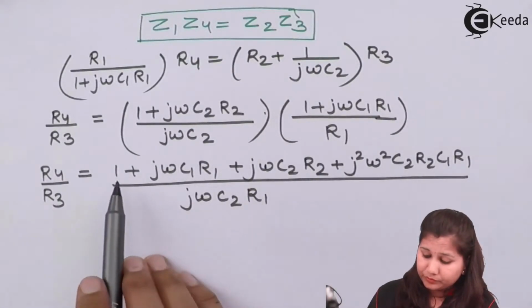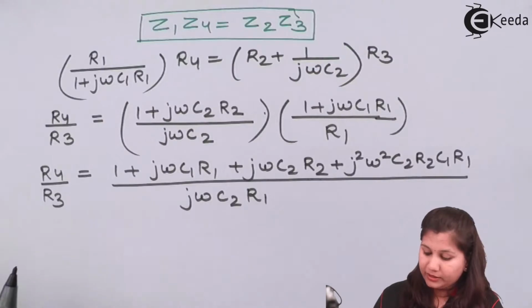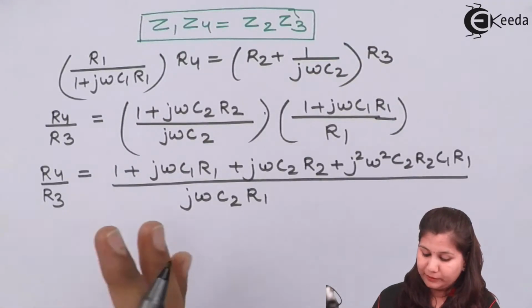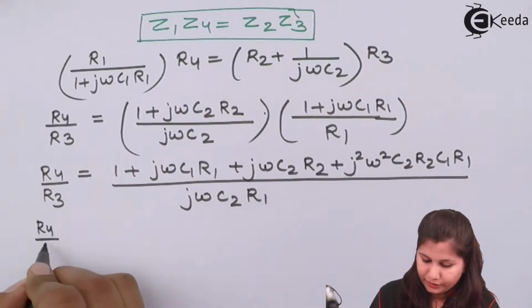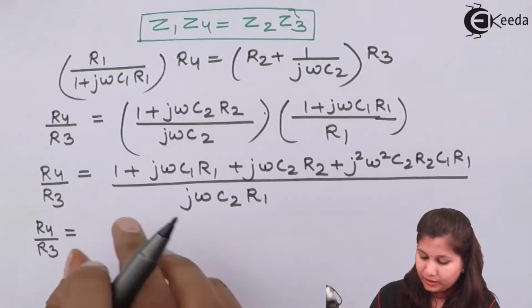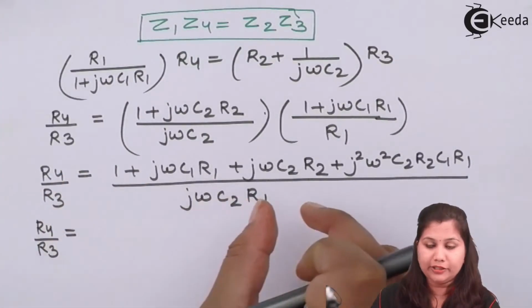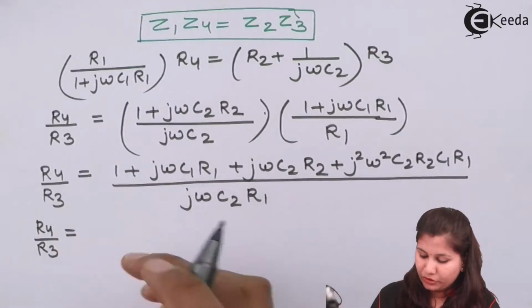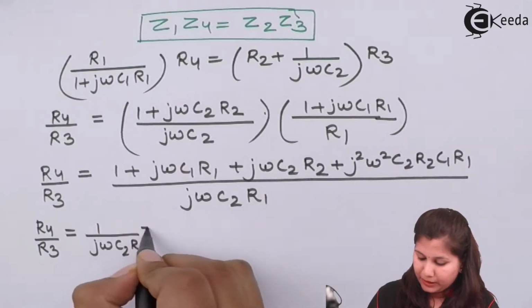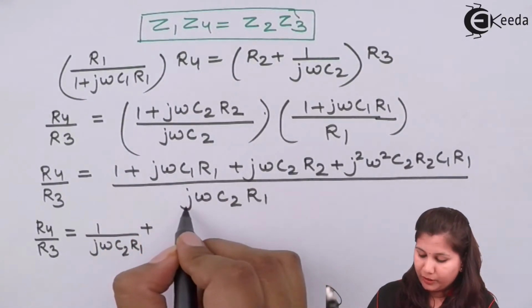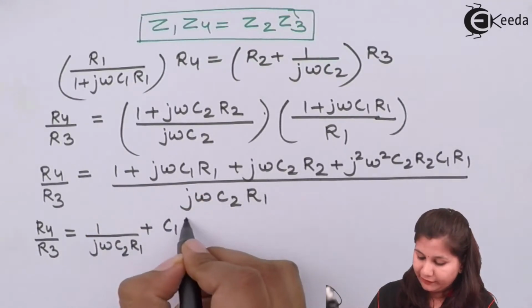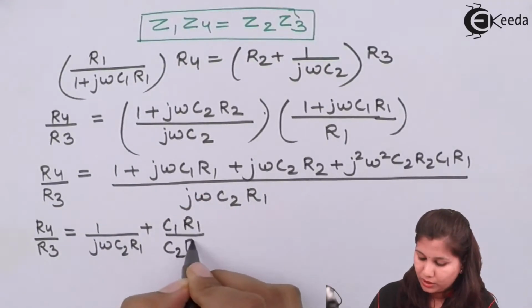Now here, if we equate the real parts and the imaginary parts, it will be like R4 upon R3 equals, taking each term, 1 upon j omega C2 R1 plus j omega C1 R1 upon j omega C2 R1. So j omega and j omega will be cancelled. We are left with C1 R1 upon C2 R1.